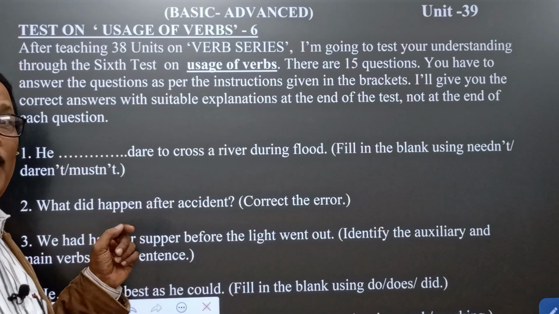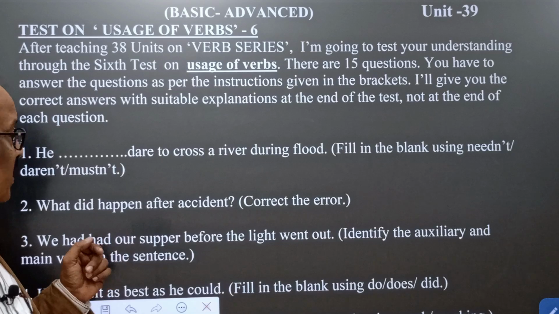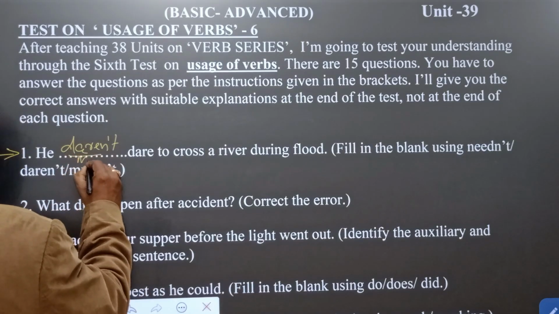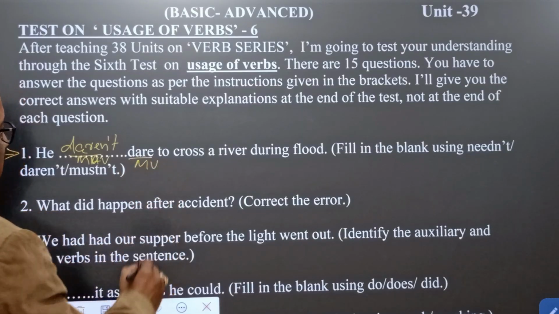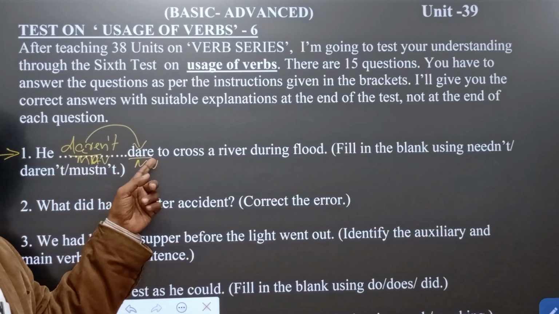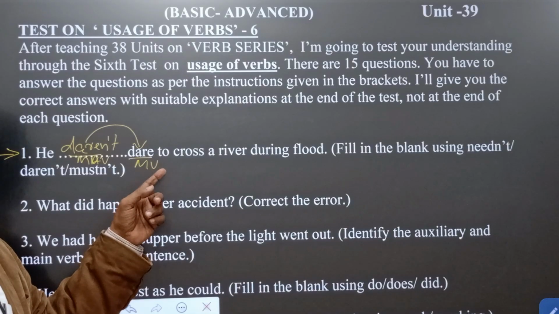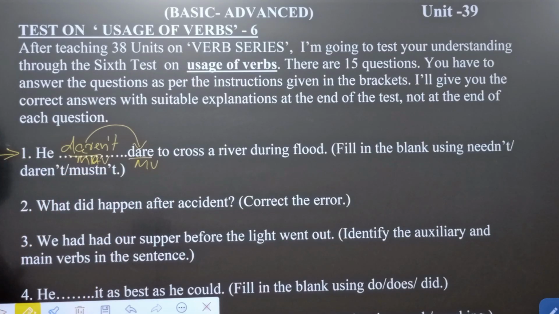Yes, here we have three alternatives, but the correct answer is daren't, because there is the modal auxiliary verb and here there is the main verb. Daren't is used to qualify the main verb dare to express lack of bravery or courage. It means he doesn't dare to cross a river during the time of flood.